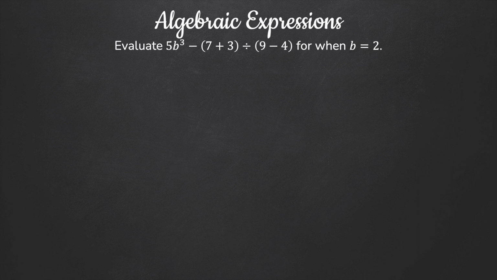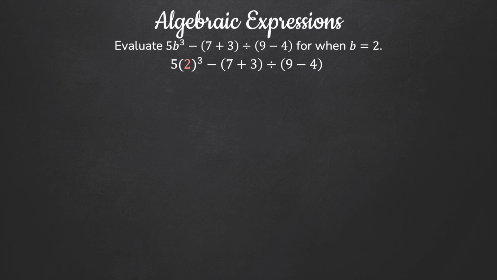In our next example, we're going to evaluate 5b cubed minus (7 plus 3) divided by (9 minus 4) for when b is equal to 2. So what that means is we're going to substitute the variable b for 2, and instead we're going to have 5 times 2 cubed minus (7 plus 3) divided by (9 minus 4).